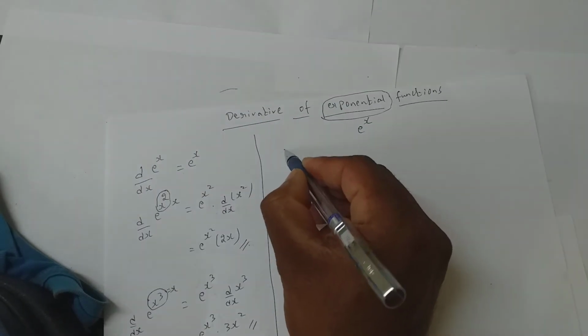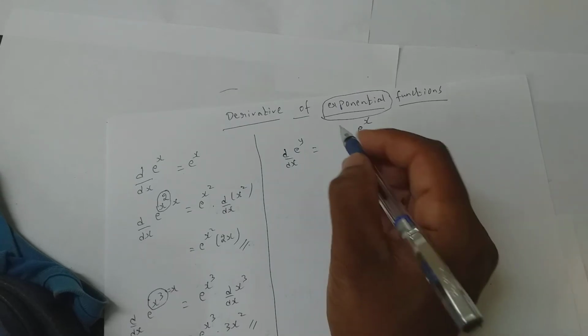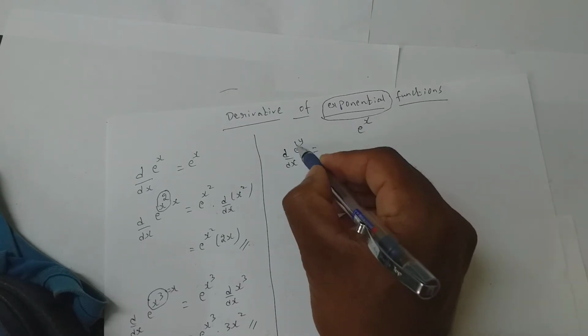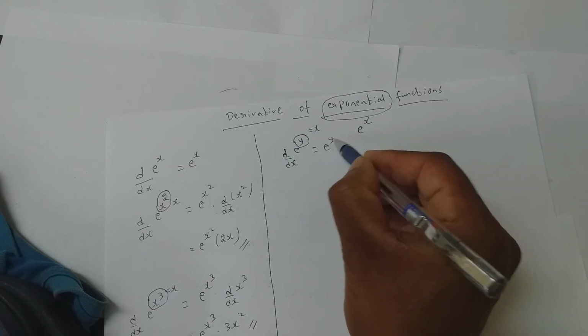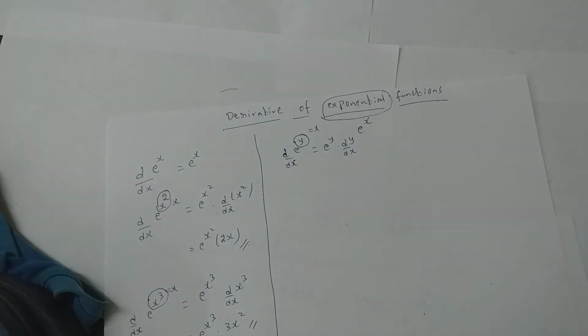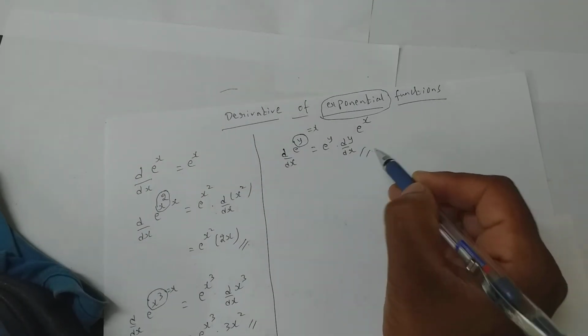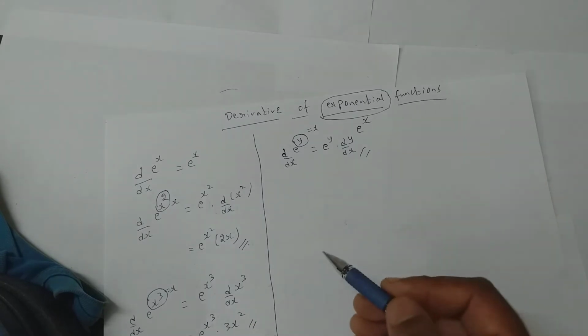Now if it is d by dx of e power y, so what do you get? You will assume it to be x. So e power x is e power x only into d by dx of whatever you have in place of x. Again, dy by dx cannot be simplified, so leave it like that only. Am I clear? So now next one.